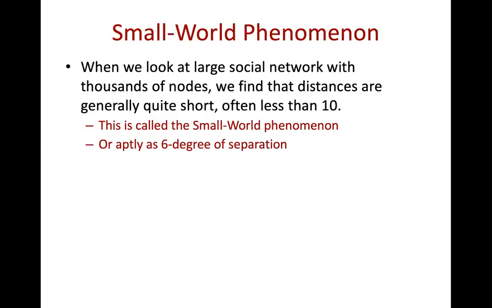So there is a small world phenomenon. If you look at a large social network with thousands of nodes, we find the distances are generally quite short, often less than 10, right? So this is called the small world phenomenon, and this small world can also be defined through the clustering coefficients we had just a few slides before.